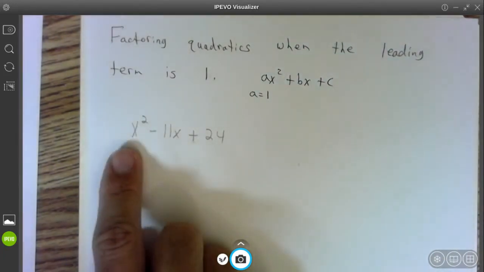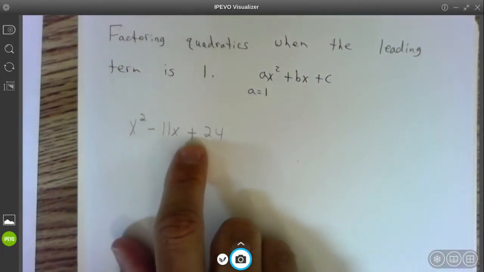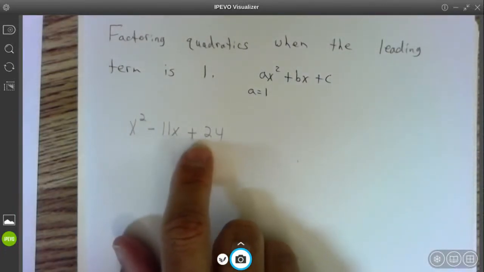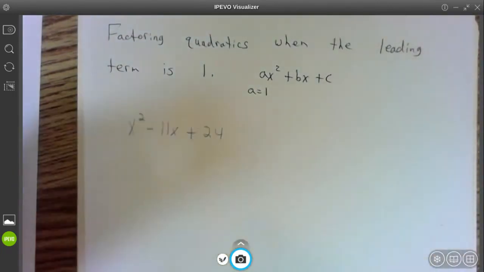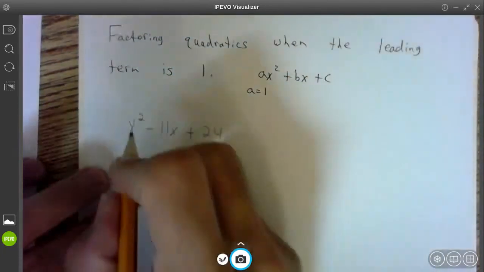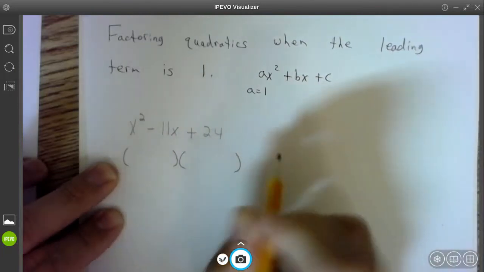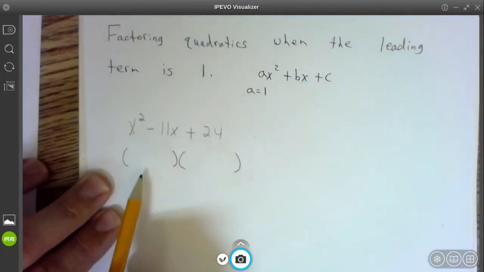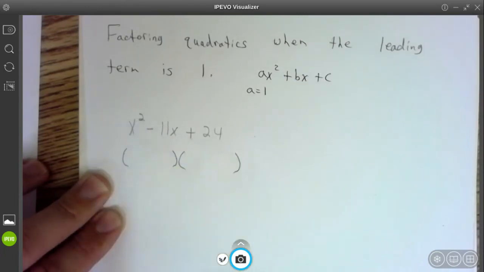And for these first three examples, this is going to be a plus sign right here. My C term is going to be positive. All right. So when you're factoring quadratics, what you're looking for are two binomials, right? Two of these things in parentheses that will ultimately multiply back out to give you the original thing.